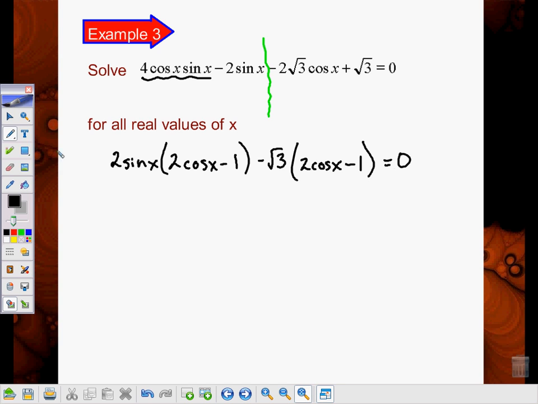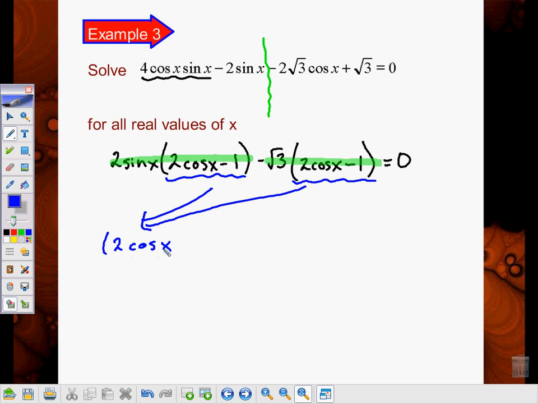Now I'm going to factor again a common factor from both this term and this term. And that common factor will be my 2 cosine x minus 1. It shows up in both places, so I'm going to pull that out in front. 2 cosine x minus 1. And then what I'm left with, in the first term, is a 2 sine x. And in my second term, I'm left with a minus root 3. Fantastic. Equals 0.